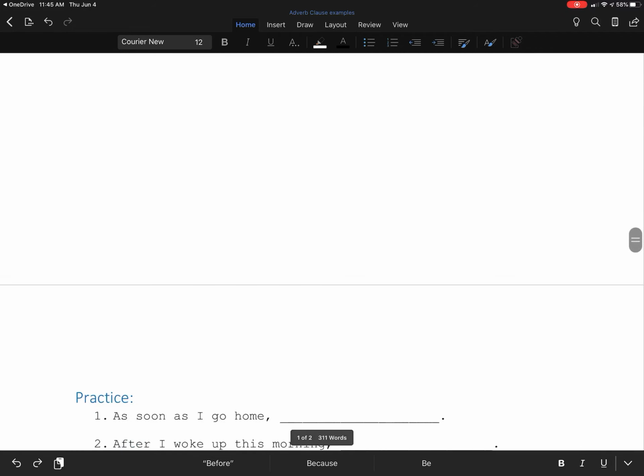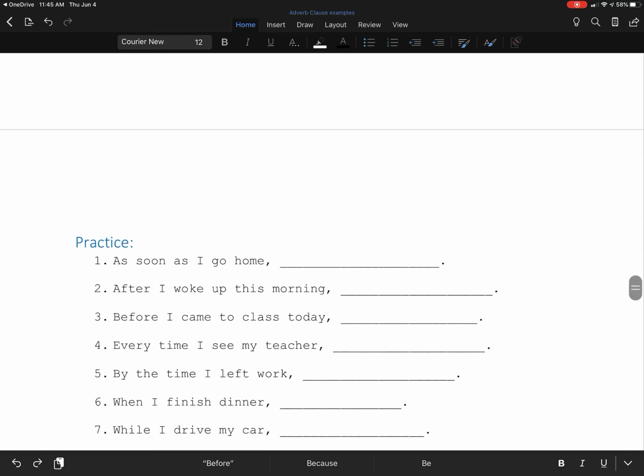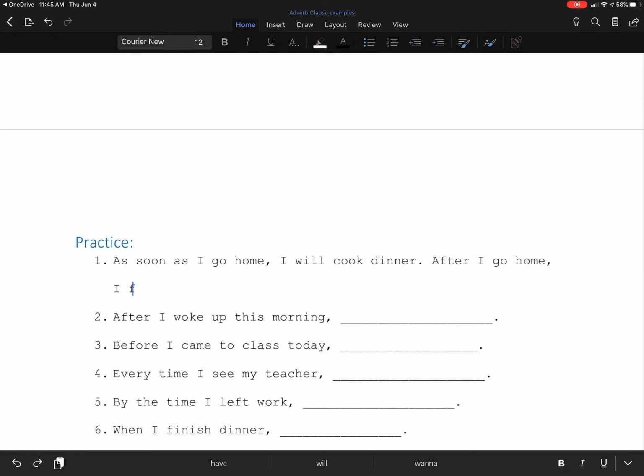Here we have a few other examples. And here I have some practice for us. So maybe just for an example, I can say, as soon as I go home, I will cook dinner. This is a future tense idea. After I go home, I feed my cats. This one is present. So we could do either future or present depending on what we want.